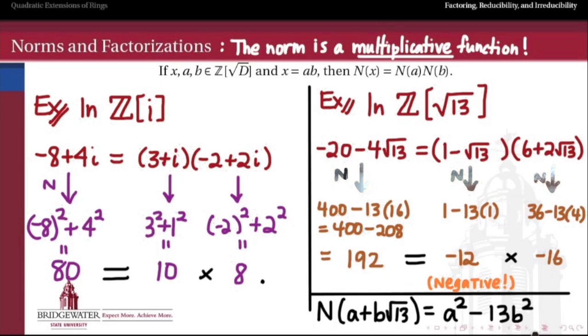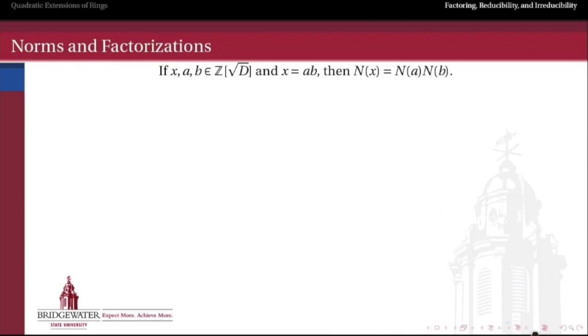So what the norm is really good at doing is reducing a question about multiplicativity in a complicated ring, namely a quadratic extension ring, to a question about multiplicativity of plain vanilla integers. And that just happens to be something that we know a lot about.